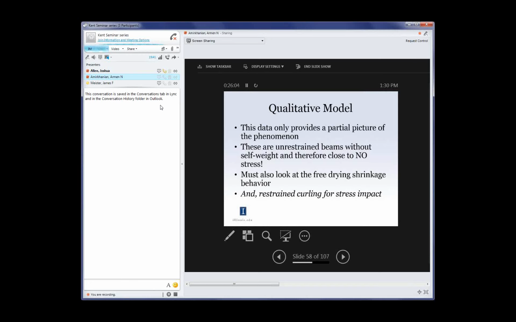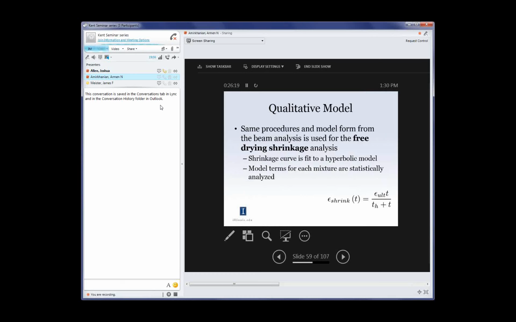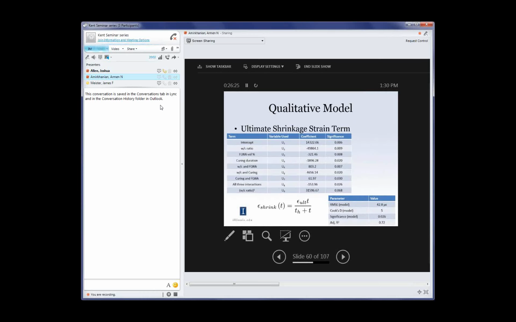So we also looked at the free drying shrinkage behavior to see if that matched up with what we saw with the curling, because there was no temperature gradient, so we knew any of the curling would be solely due to the moisture change. We did the same stuff for the free shrinkage. We fitted in the hyperbolic model, did the averaging, all that. Here are some of the coefficients we came up with.